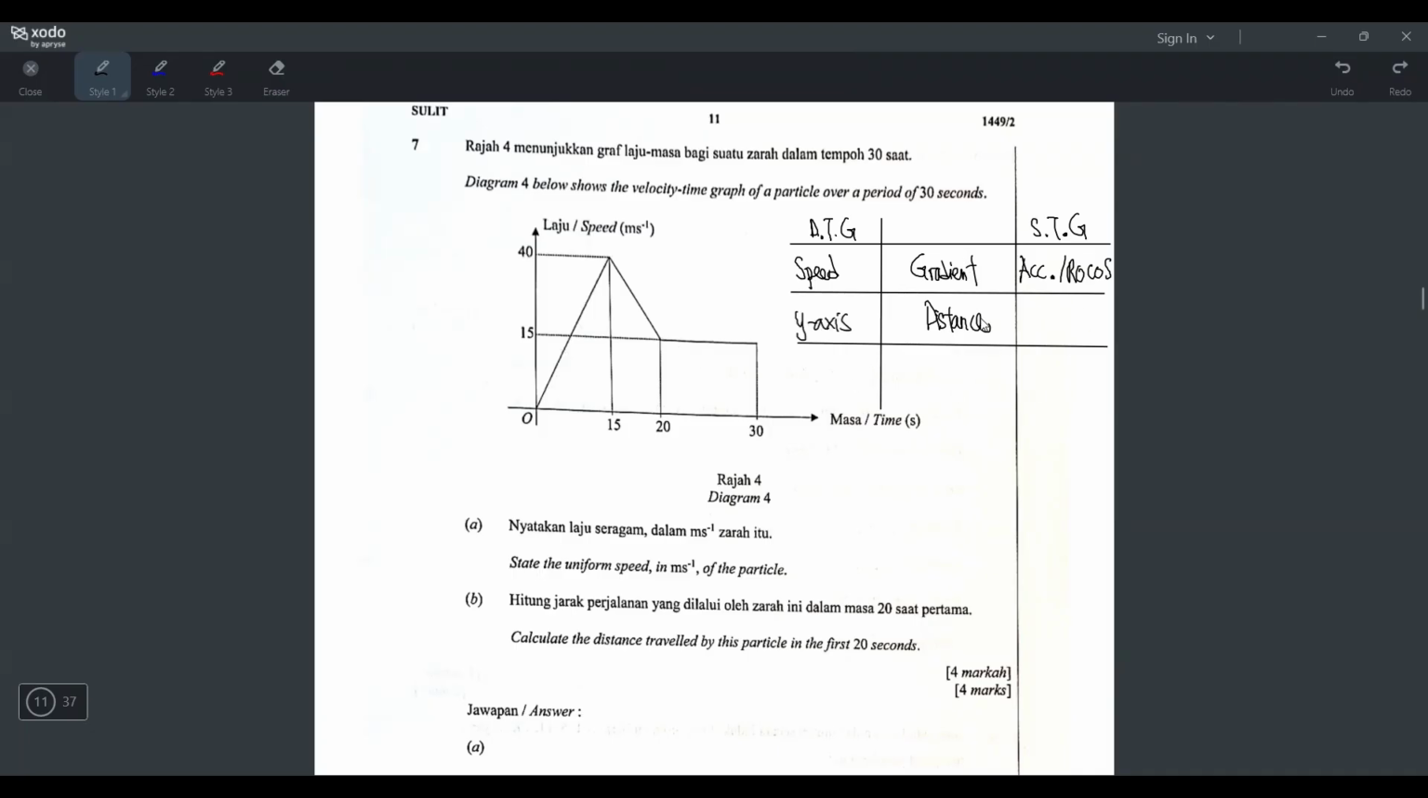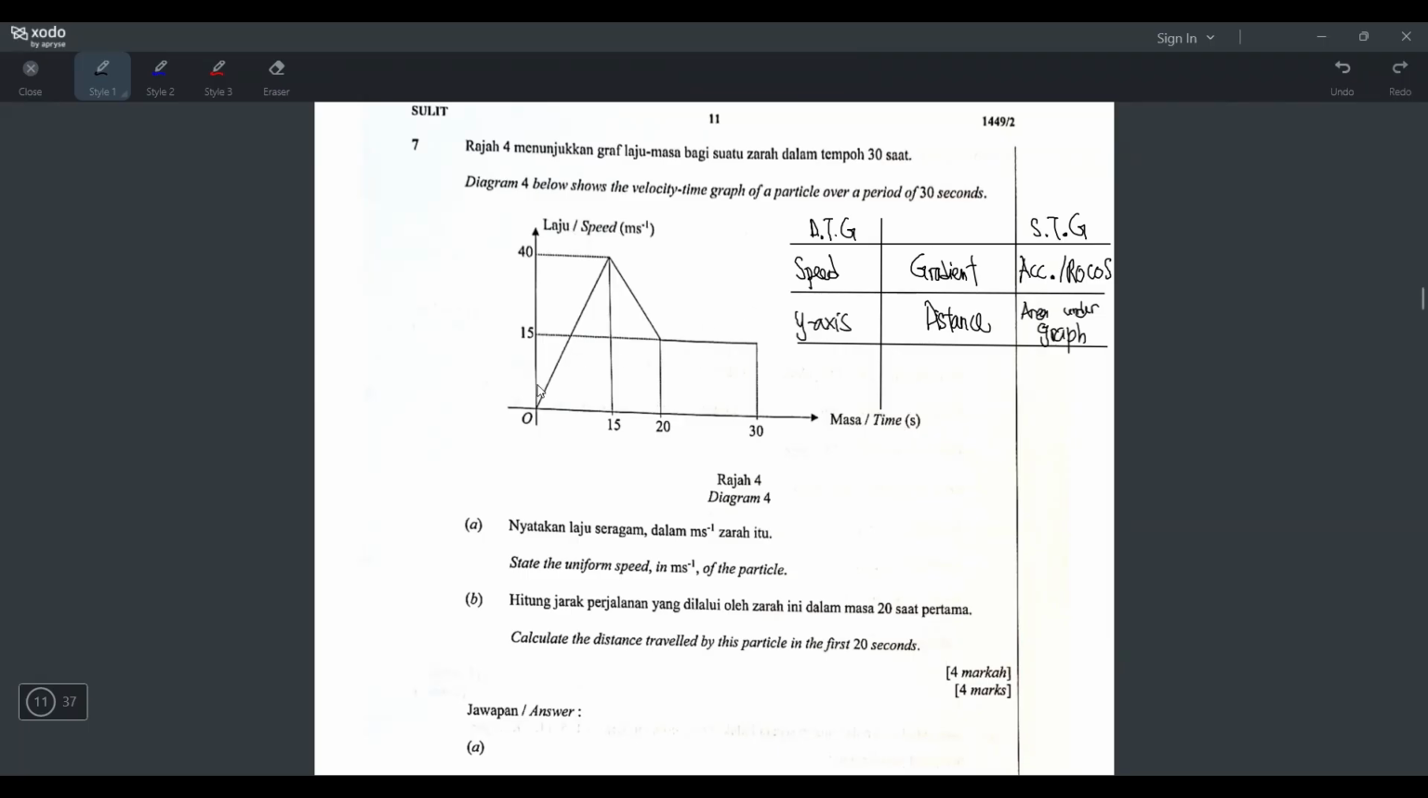Okay, let's continue. How to get distance from a speed time graph? You cannot look at the y-axis. You have to get the area under the graph. Because for speed time graph, the y-axis is speed. So you can't find the distance by referring to the y-axis. Because it's speed time, the way to find it is by finding the area under the graph, right?